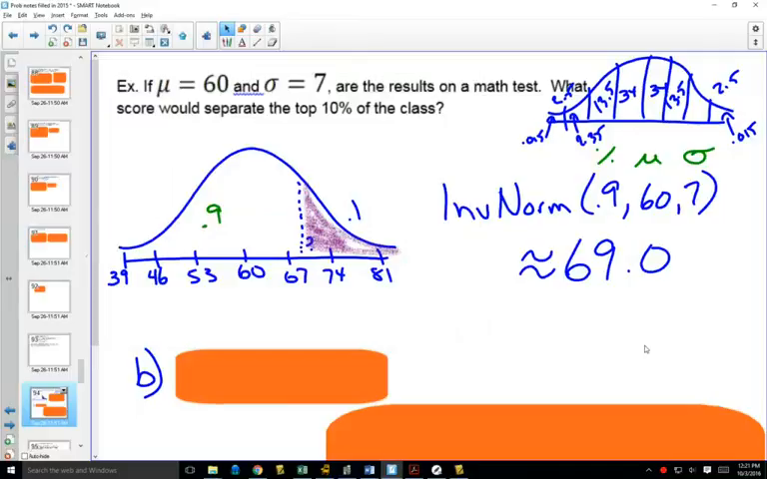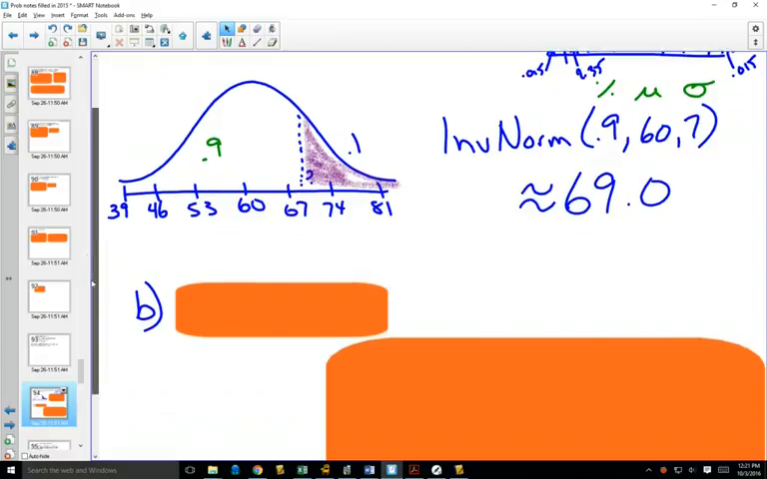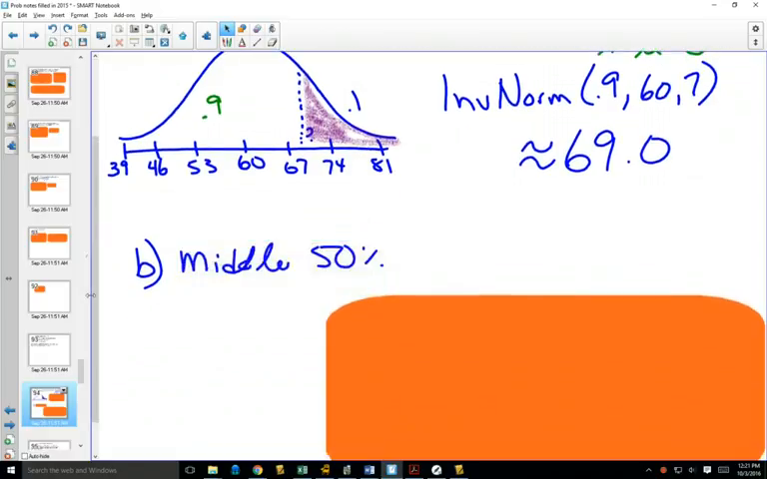So the first important thing for this inverse norm is that it's always calculating the area from the left. So you're going to have to do a little bit of math figuring things out. Like this one, we had top 10%, so we had to figure out from the left, 90% would be left. I've added a part B here to this question. What happens if they ask for the middle 50%? What scores would you need to? How would you draw that out?